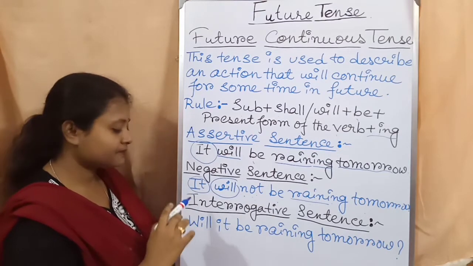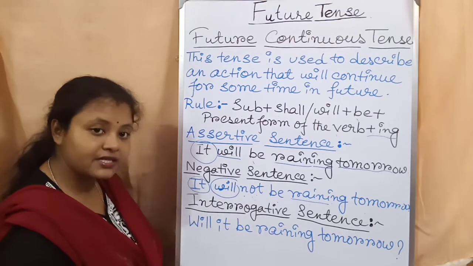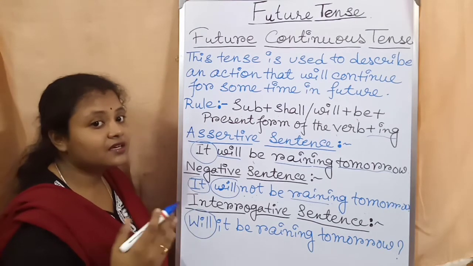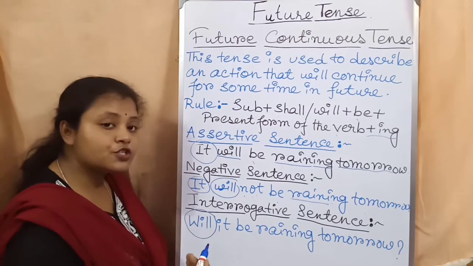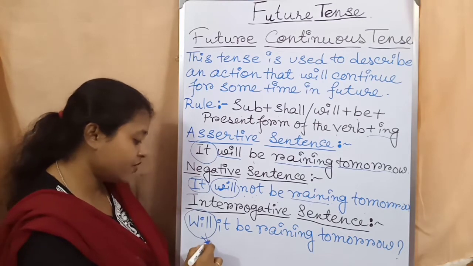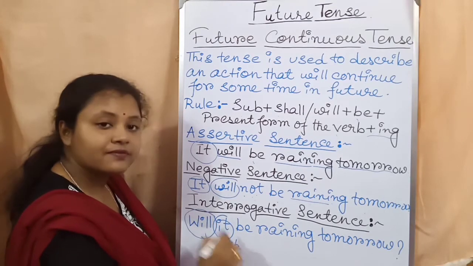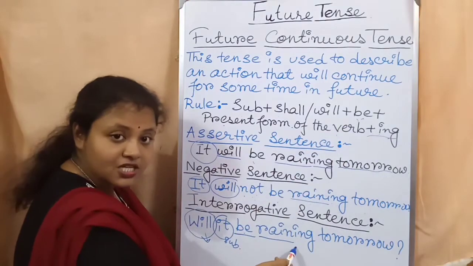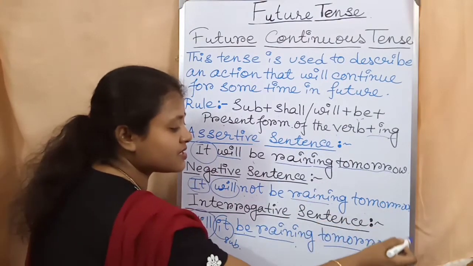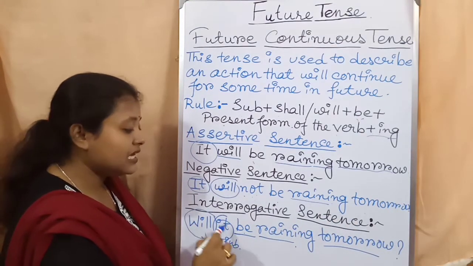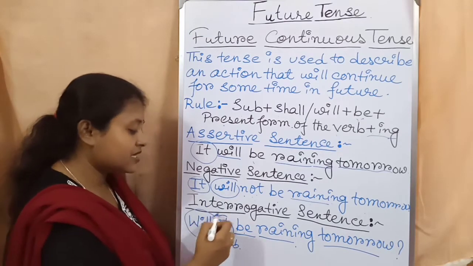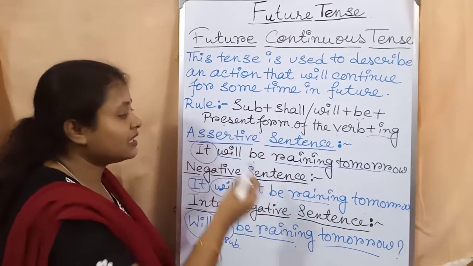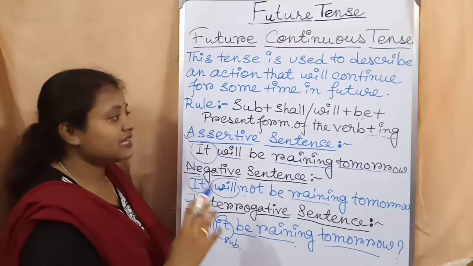Now come to the third sentence. Interrogative sentence. In an interrogative sentence, how will you write? Because it is an interrogative sentence, I told you many a time that you have to start the sentence with the to be verb or the auxiliary verb. The future form of the auxiliary verb here is shall or will. So, obviously will. After that, the subject. After that, be. After that, the present form of the verb. After that, ing. After that, the object. Then, of course, you have to end the sentence with the question mark. Okay? So, will it be raining tomorrow? I'm asking a question. So, that is an example of an interrogative sentence in future continuous tense. So, students, these are the three types of sentences for which I have given examples.